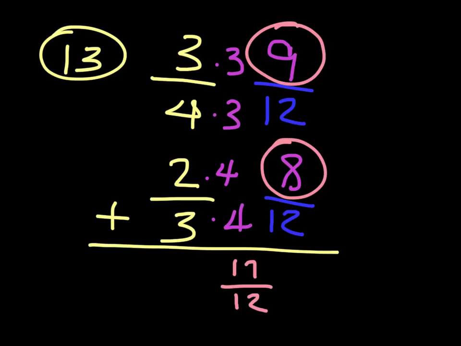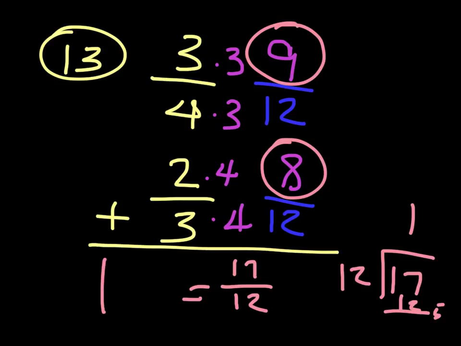And of course you have an improper fraction. If you're going to change it to a mixed number, you're going to divide. 17 divided by 12 goes in one time. Should equal 1 5/12. And there's no whole numbers to add it to, so that's going to be your final answer.